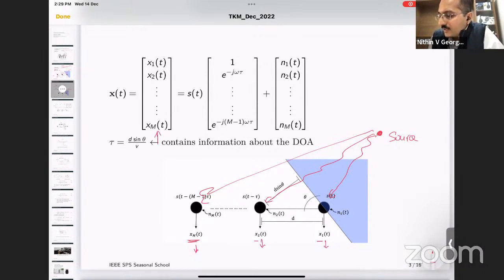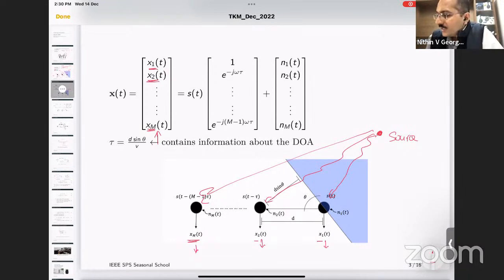Okay, what is this vector? This vector is the sensor output. X1 is the first sensor output, X2 is the second sensor output, and Xm is the Mth sensor output. Okay, how many source signals are there? There is only one source. There is one person speaking.